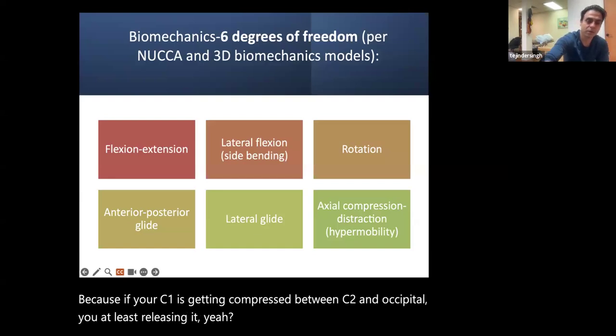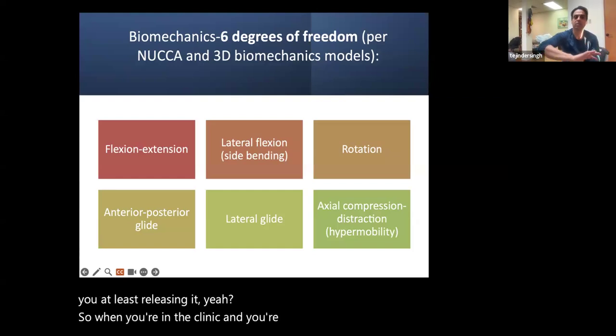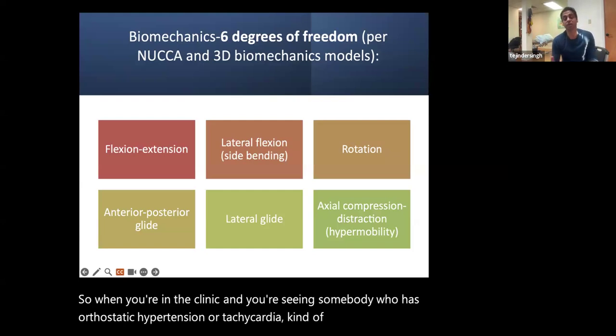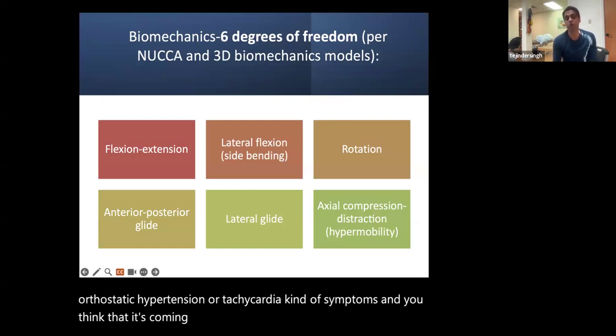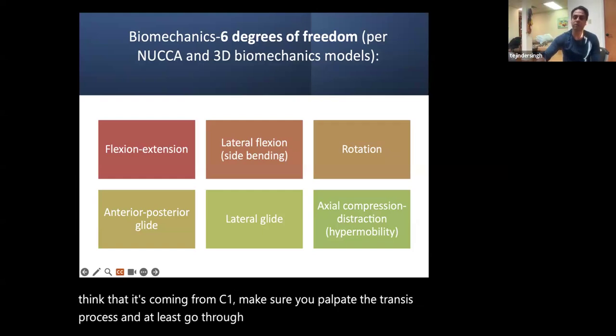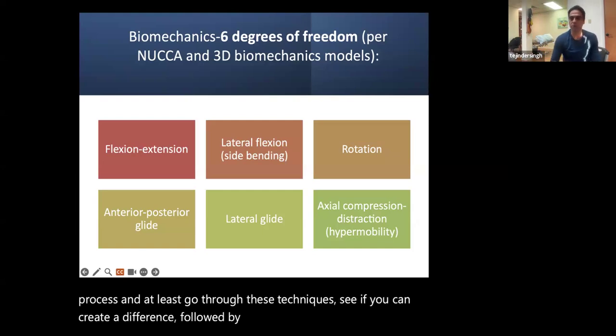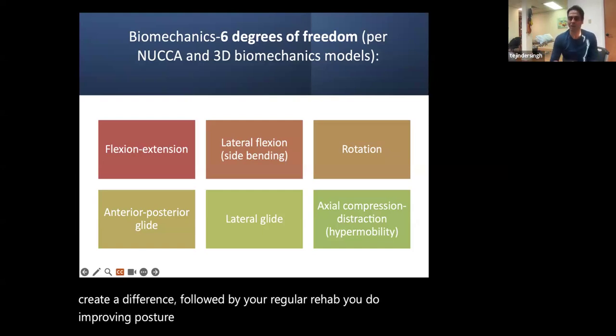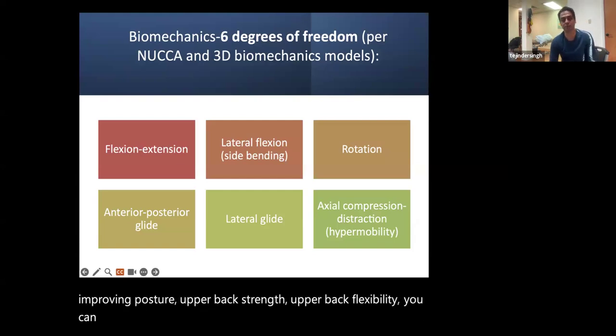Okay. So when you're in the clinic and you're seeing somebody who has orthostatic hypotension or tachycardia kind of symptoms, and you think that it's coming from C1, make sure you palpate the transverse process and at least go through these techniques. See if you can create a difference, followed by your regular rehab. You do improving posture, upper back strength, upper back flexibility. You can add a thoracic manip to it.